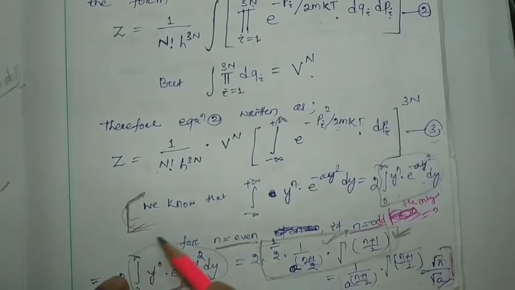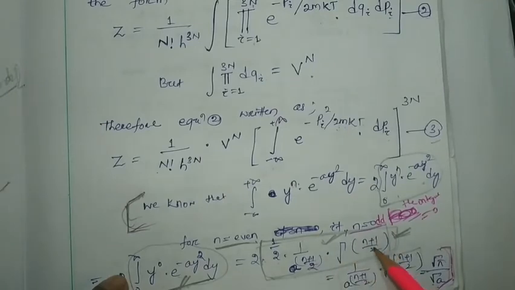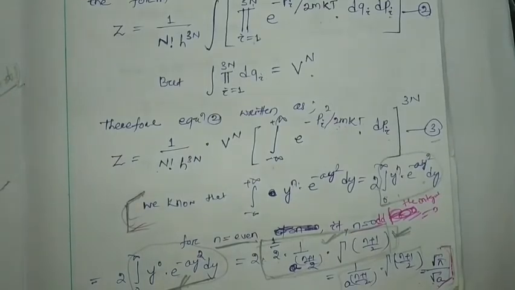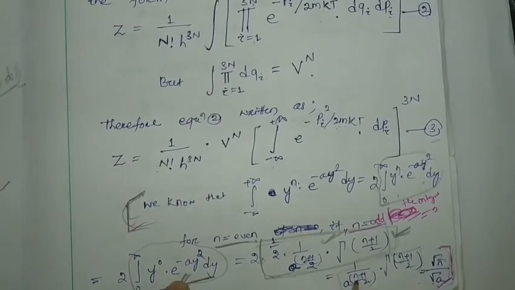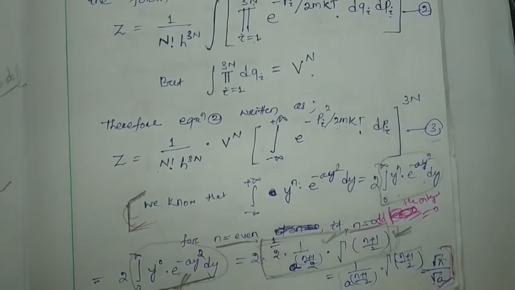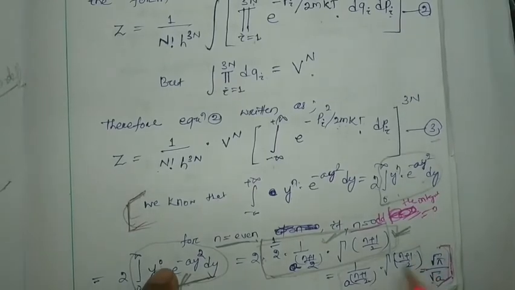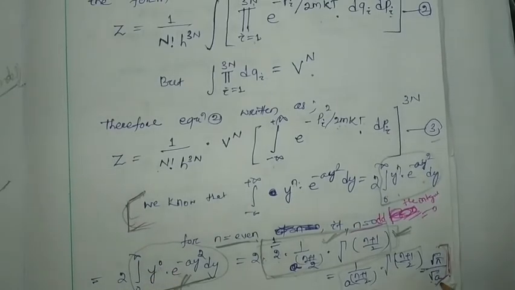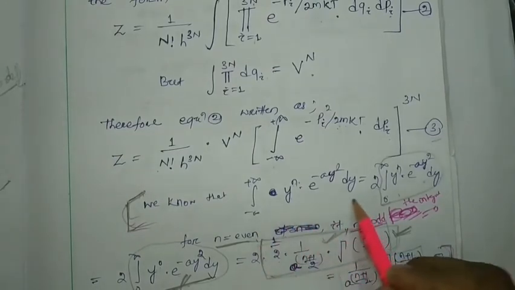Then this integral value will be half of 1 by a to the n plus 1 by 2 into gamma n plus 1 by 2. The 2 gets cancelled. It will be 1 by a to the n plus 1 by 2 into gamma n plus 1 by 2. So if we consider n equal to 0, in general we found a to the power n plus 1 by 2, gamma n plus 1 by 2. If n equal to 0, then it will be a to the power 1 by 2, gamma 1 by 2. Gamma 1 by 2 value is root pi, and this will be a to the power 1 by 2. So hence we found this one.